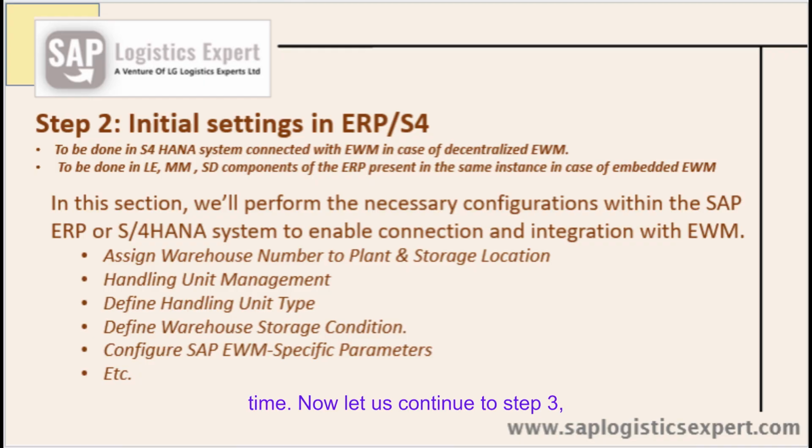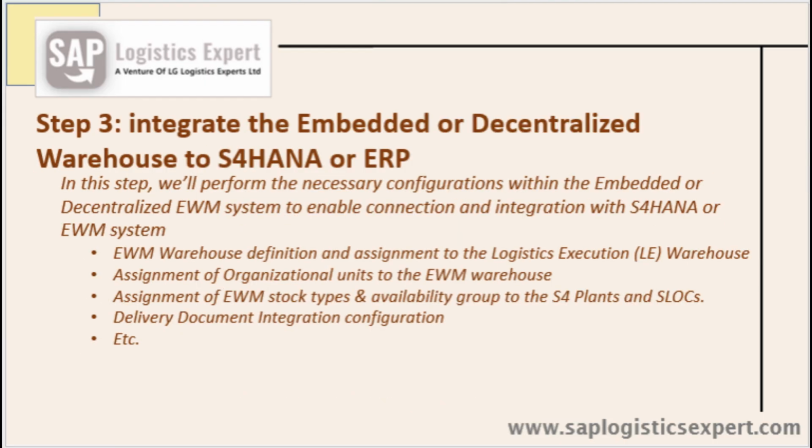Now let us continue to step 3, which is integrate the embedded or decentralized warehouse to S/4HANA or ERP. Step 3. Integrate the embedded or decentralized warehouse to S/4HANA or ERP. In this step, we'll perform the necessary configurations within the embedded or decentralized EWM system to enable connection and integration with S/4HANA or EWM system. We execute the following configuration in this step. All this configuration needs to be done in the EWM system.